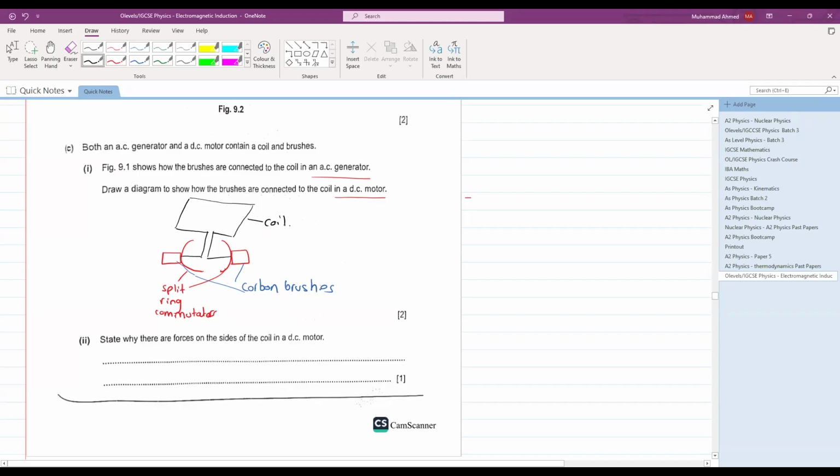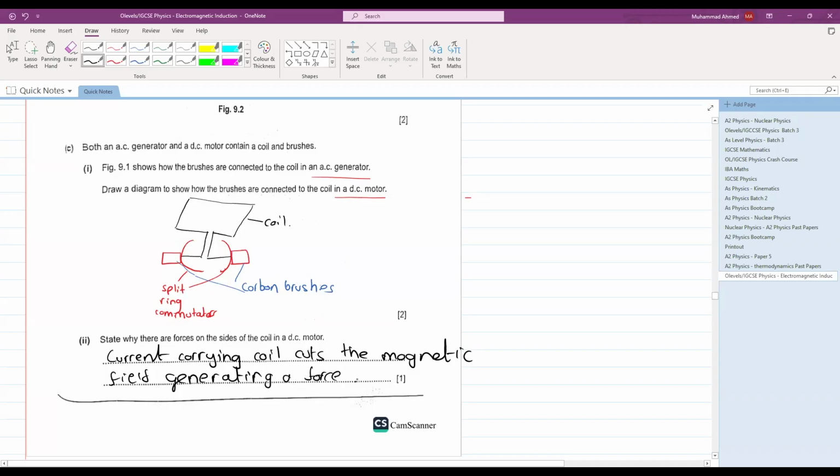State why there are forces on the side of a DC motor. Very easy again. The current carrying coil cuts the magnetic field, generating a force.